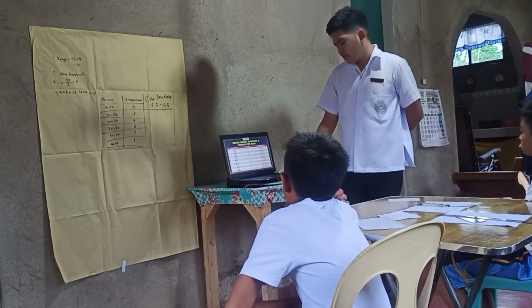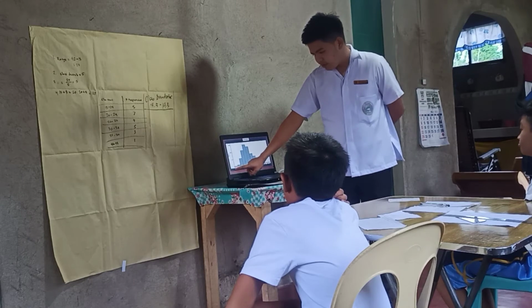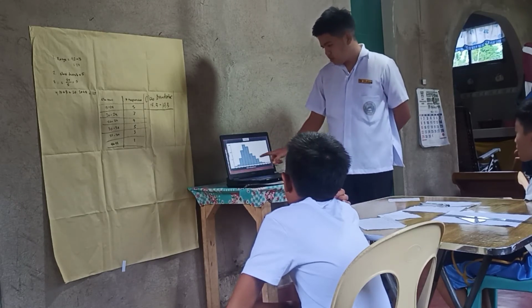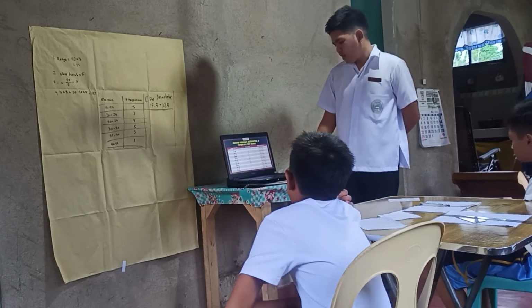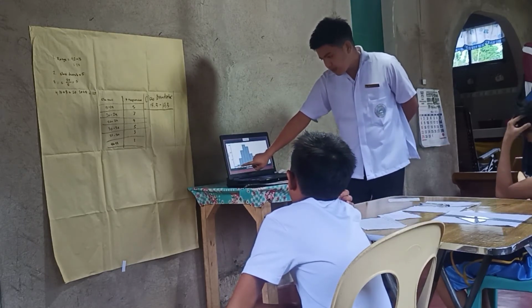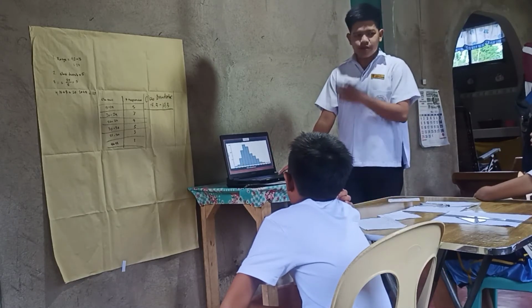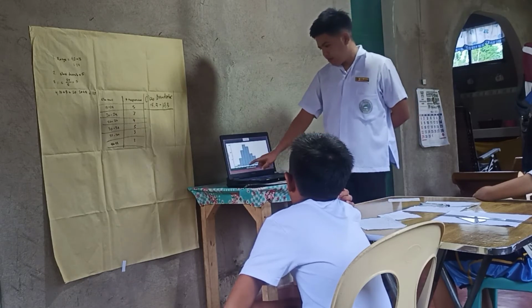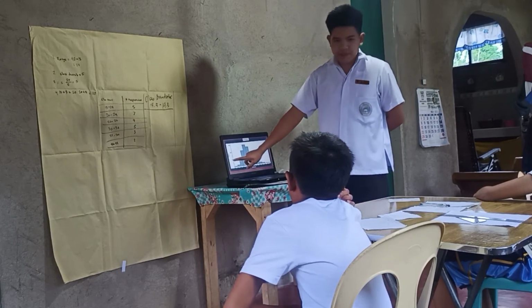The first is 3, for 40 to 49, which is 39.5 to 49.5. The next is 10, which is 49.5 to 59.5. We go back to 53, which is about 50.